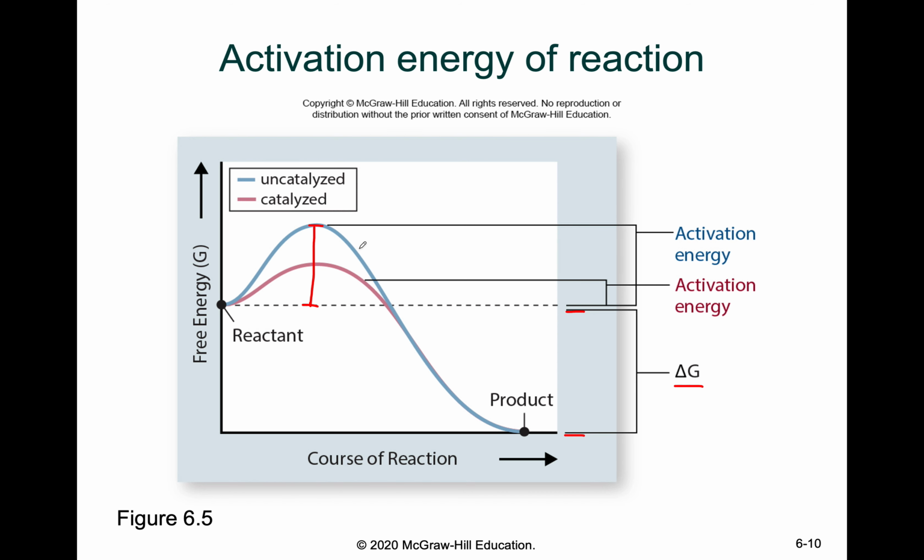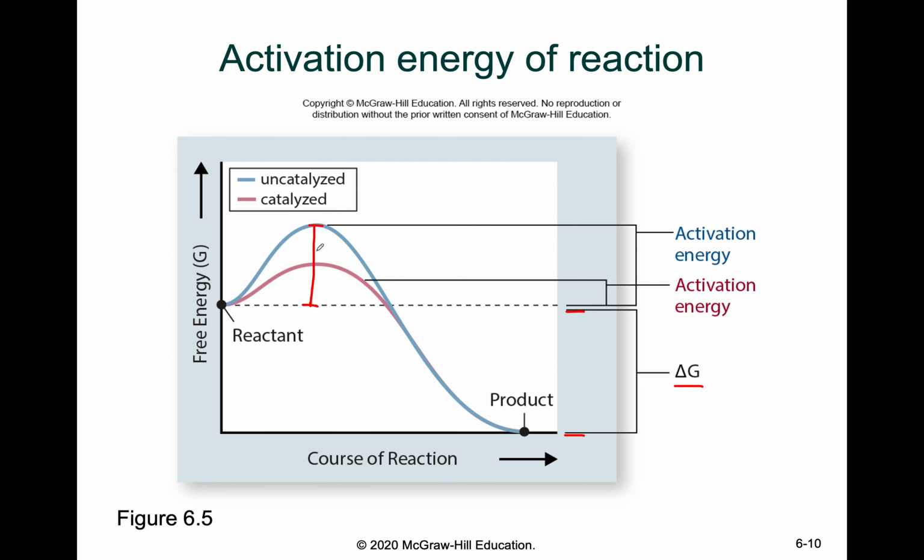Now, you may recall from Gen Chem that you can have either an uncatalyzed reaction, which is perceived here in the blue, or you can have a catalyzed reaction, which is here in pink. Now, if you add a catalyst to your system, you reduce your activation energy significantly.